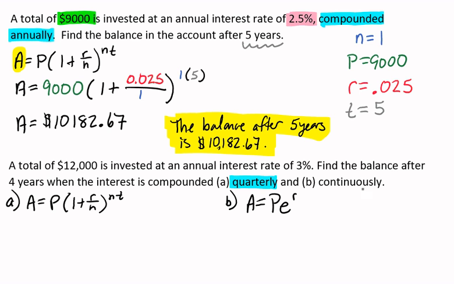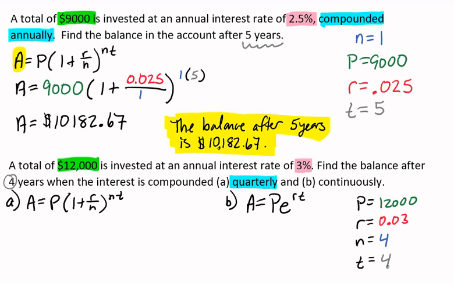Okay, so we need to know what P is, what R is, N, and T. And so again, it told us that we were putting in $12,000 to invest and that there was an interest rate of 3%, which is written as a decimal as 0.03. The number of times per year is going to be 4 for the quarterly, for part A, and for part B we don't need the N. And then our time is going to be this 4 years. So we're going to go ahead and do part A. So we're going to plug in what we know.